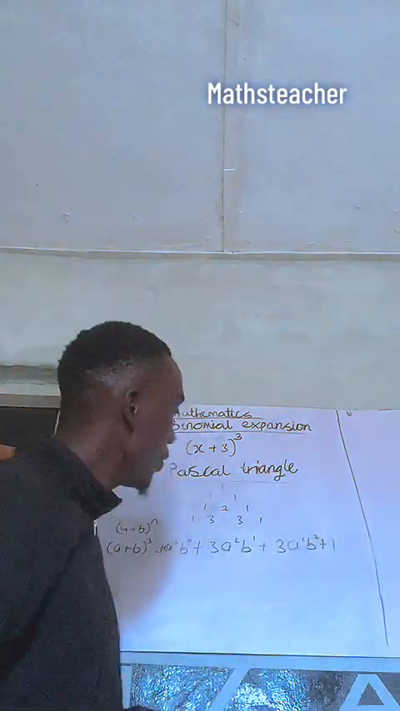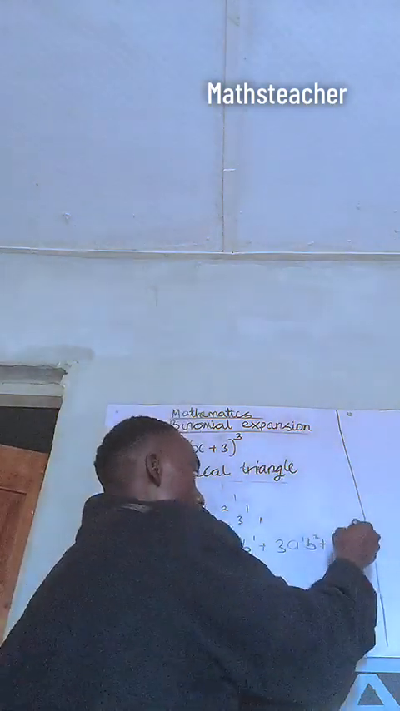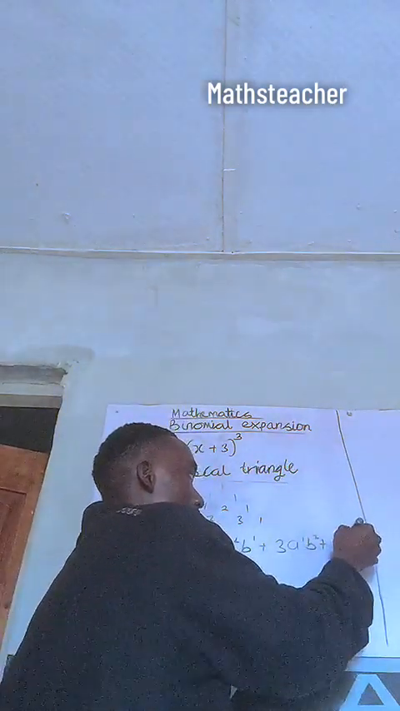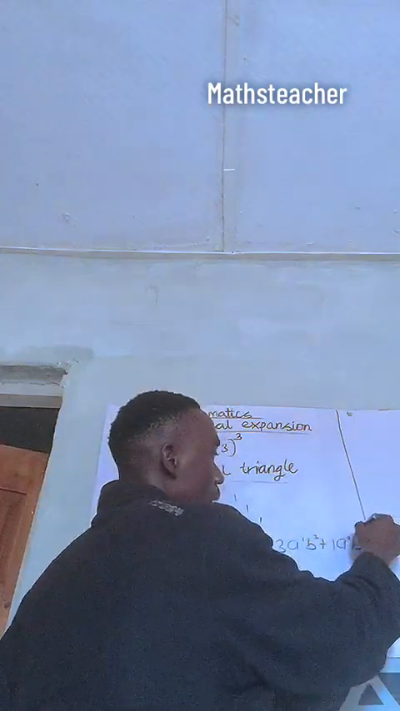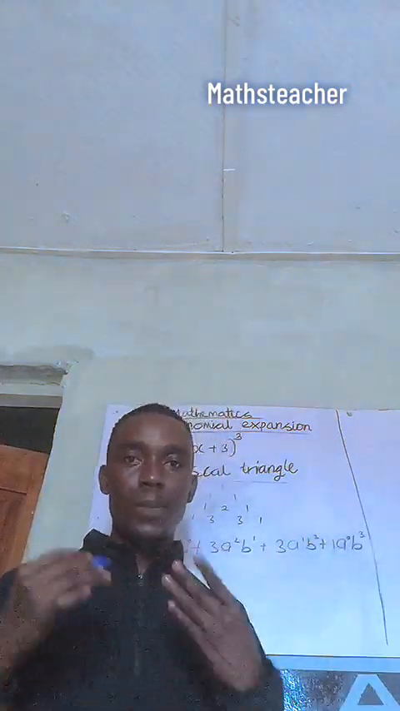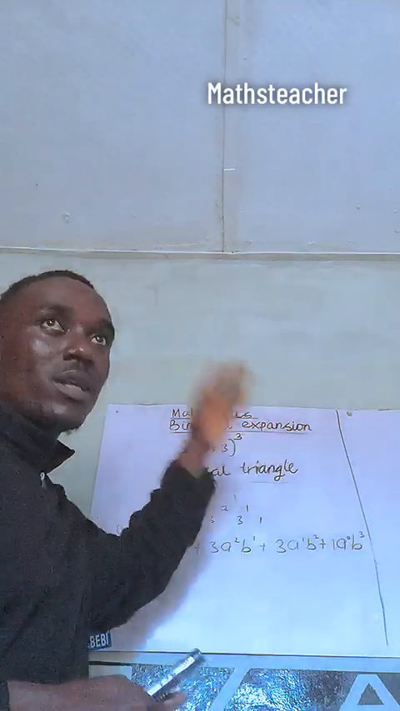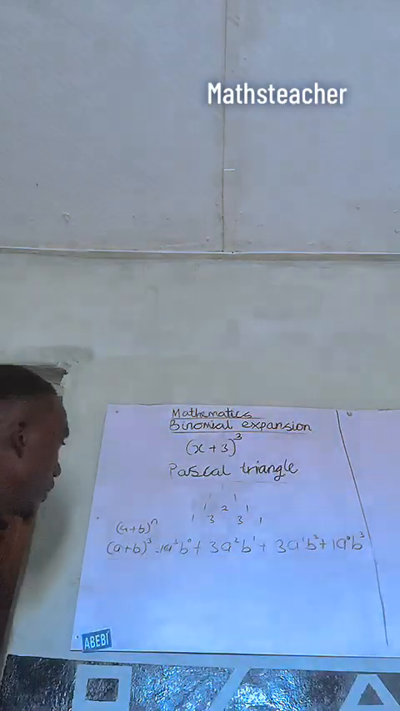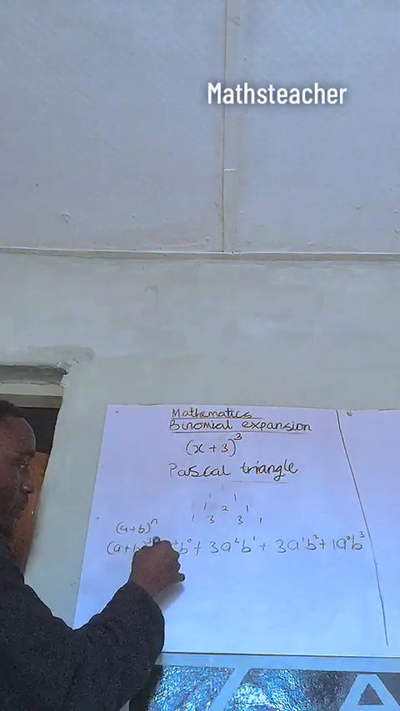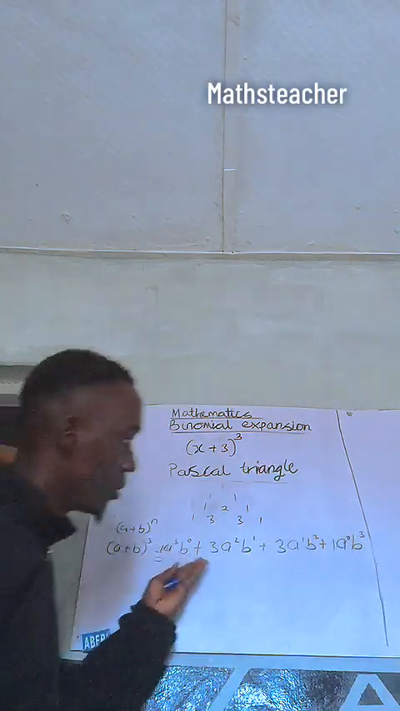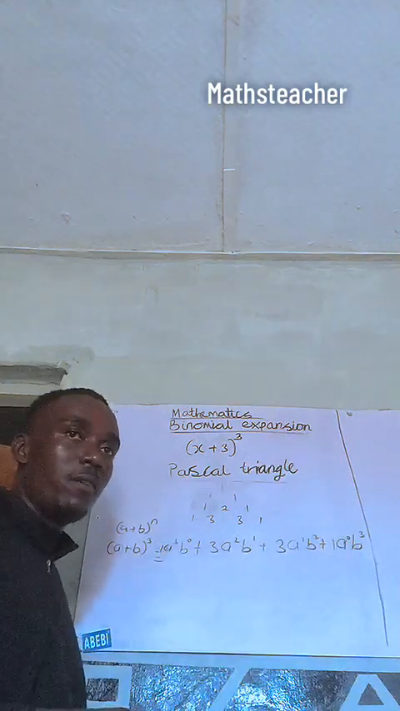We are using this last line, don't forget. The power of a becomes what? Reduced to 0. Then the power of b increases to 3. And that is the highest power, which is the power given. Now let's bring this into play. Or before that, I will just write the final simplified form of this.